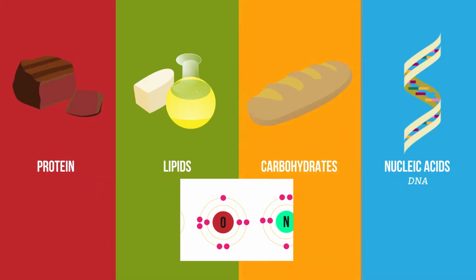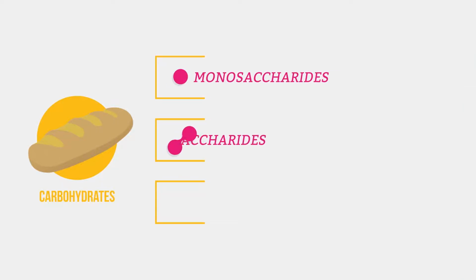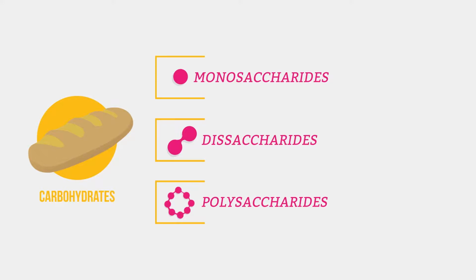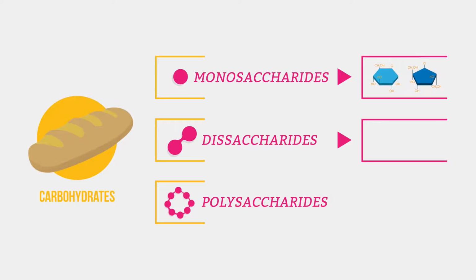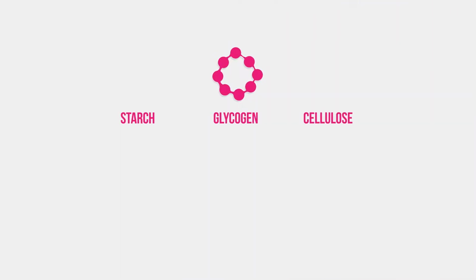Let's start by looking at carbohydrates. There are 3 main types of carbohydrate: monosaccharides, disaccharides, and polysaccharides. Simple sugars like glucose and fructose are monosaccharides. Sucrose, which is made up of 2 simple sugars joined together, is a disaccharide. And some carbohydrates are polymers that are made up of lots of sugars joined together, and so are called polysaccharides.